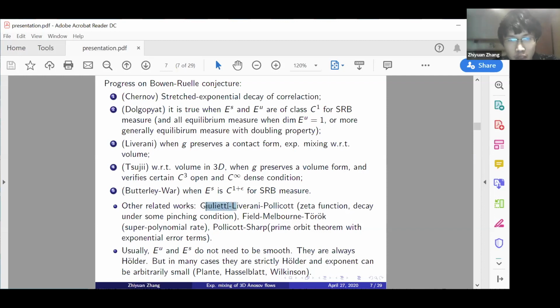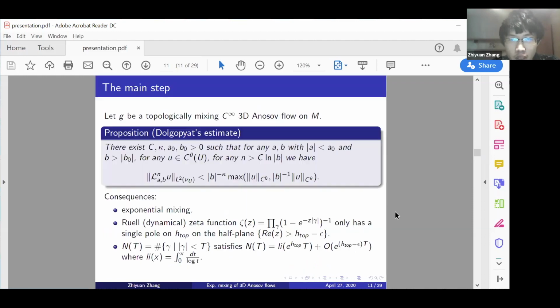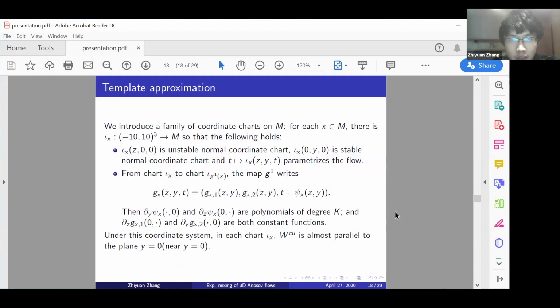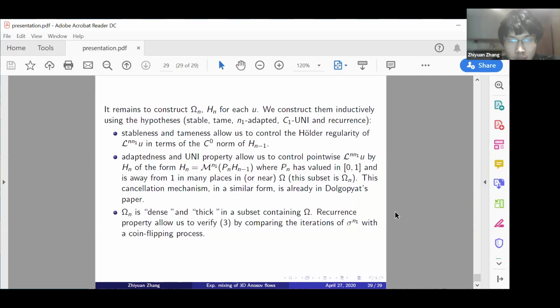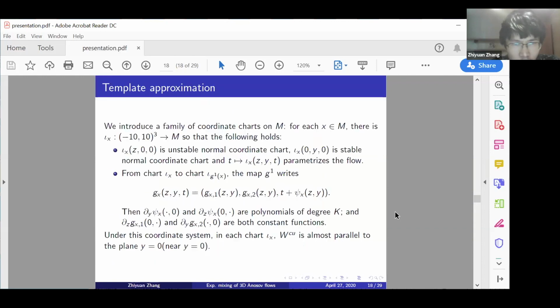Sorry, I don't know how to pronounce this name. Giulietti, Liverani, and Pollicott, they studied the so-called dynamical zeta function, and they can show decay under some pinching condition. So what is the dynamical zeta function? I wrote it somewhere else. Sorry, maybe I wrote it further on. I wrote it somewhere.